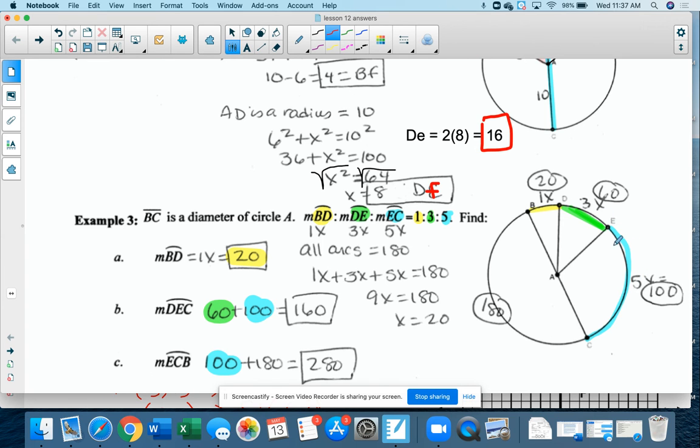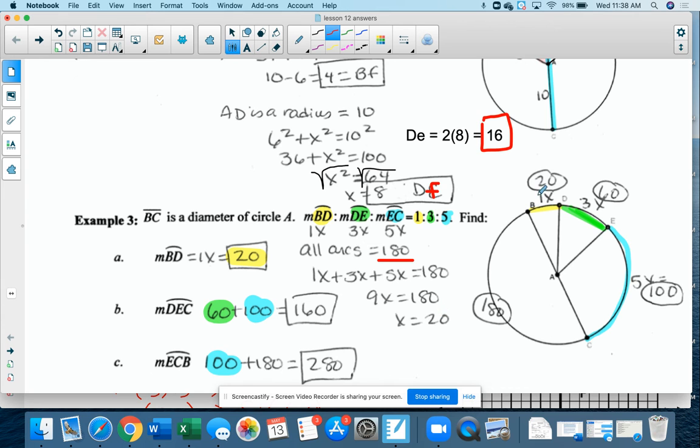Now, can you see that all 3 of those arcs together form a semicircle? So think about what that equals in terms of degrees. A full circle is 360 degrees, so a semicircle would be 180 degrees. So all of these arcs together equal 180 degrees. So I just write an equation, 1x plus 3x plus 5x equals 180. 9x equals 180. So x equals 2 because I divide both sides by 9.